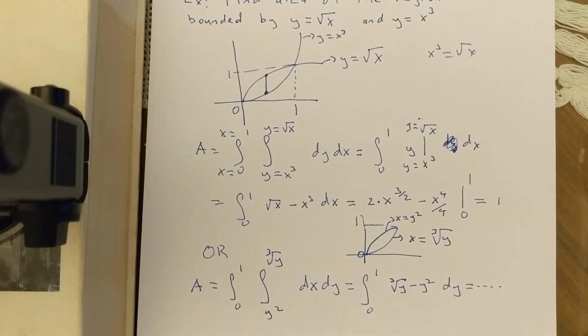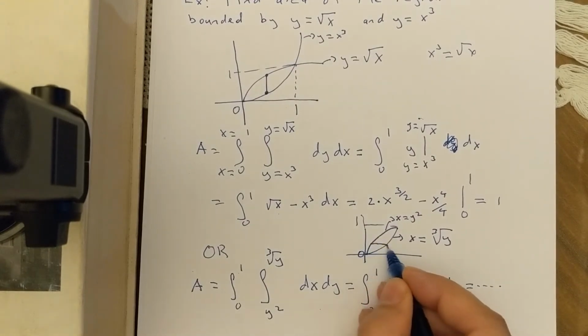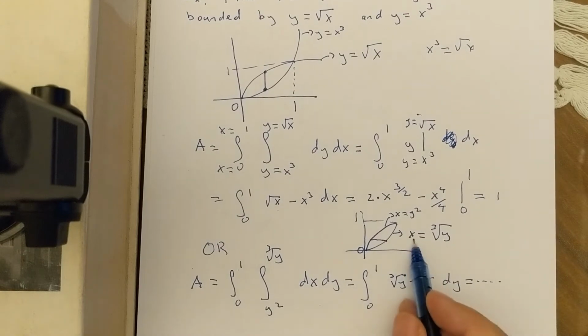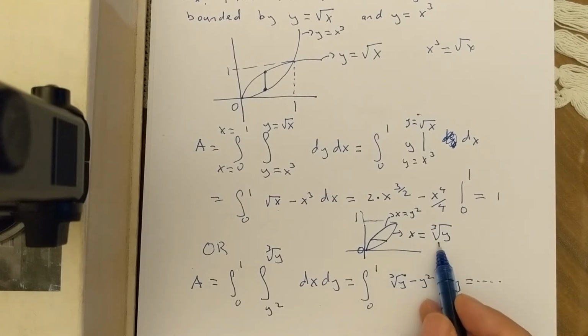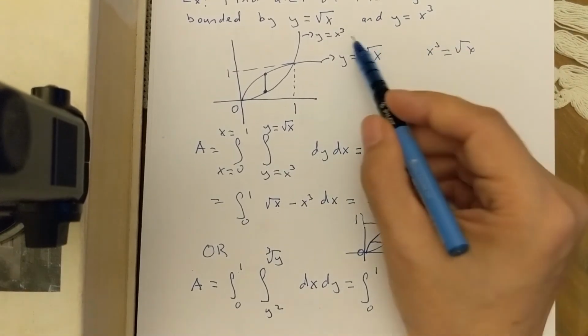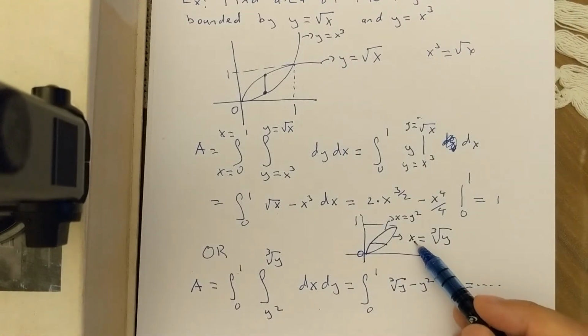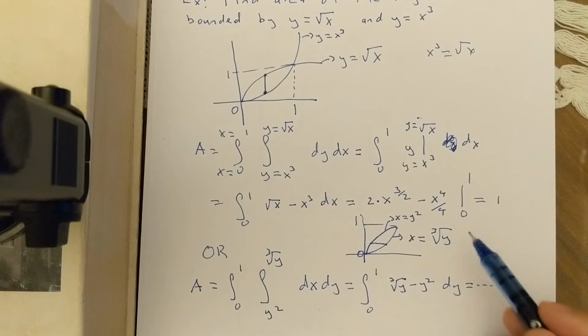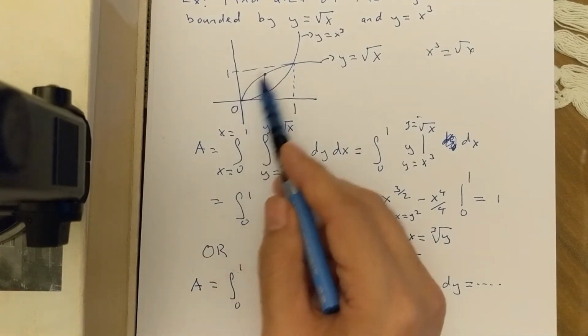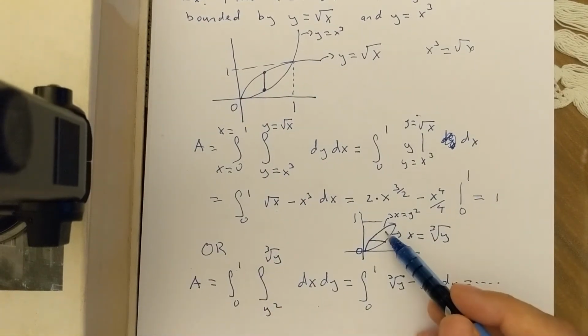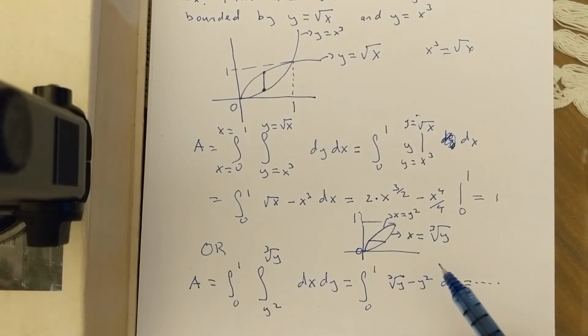Now, if we wanted to do horizontal elements like this, then the right side was what? It was y equals x cubed, so it's going to be x equals cubic roots of y. So if we solve y equals x cubed for x, what do we get? We get that the right side is cubic roots of y, and this guy on top was y equals square root of x. So y equals square root of x means x equals y squared.